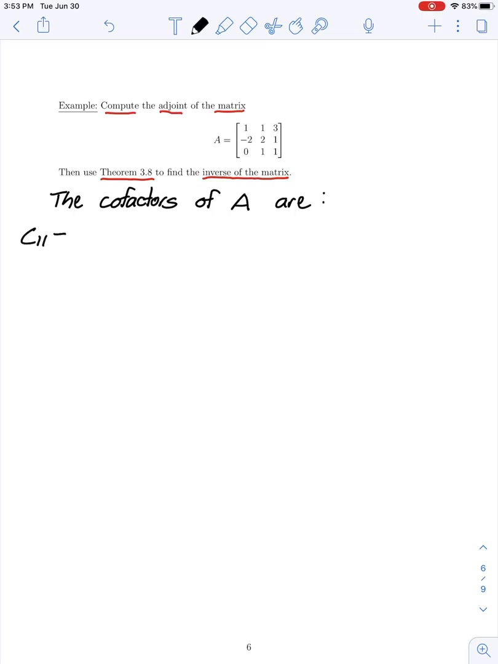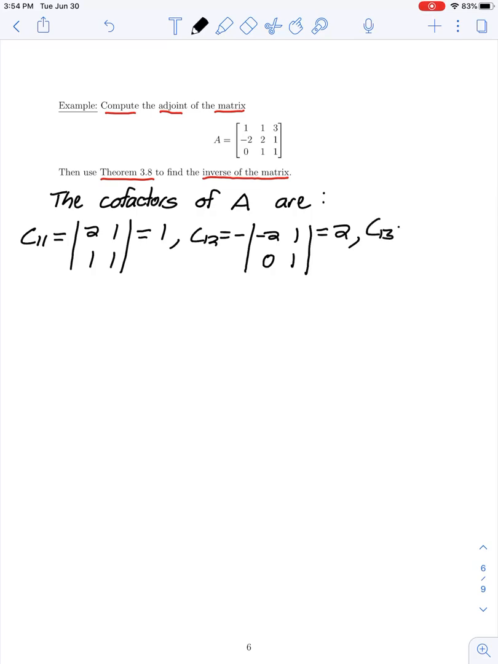The 1,1 cofactor is the positive determinant of the matrix we get by deleting the first row, first column. So we have the matrix 2, 1, 1, 1. And the determinant of that matrix is 2 minus 1, or 1. The 1,2 cofactor is the negative of the determinant of the matrix negative 2, 1, 0, 1, which gives us the negative of negative 2, so we're left with a positive 2. And our 1,3 cofactor is the positive determinant of the matrix negative 2, 2, 0, 1, which leaves us with a negative 2.